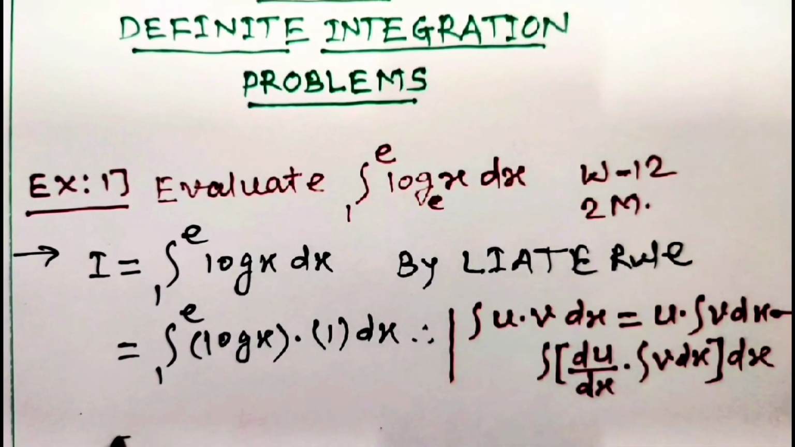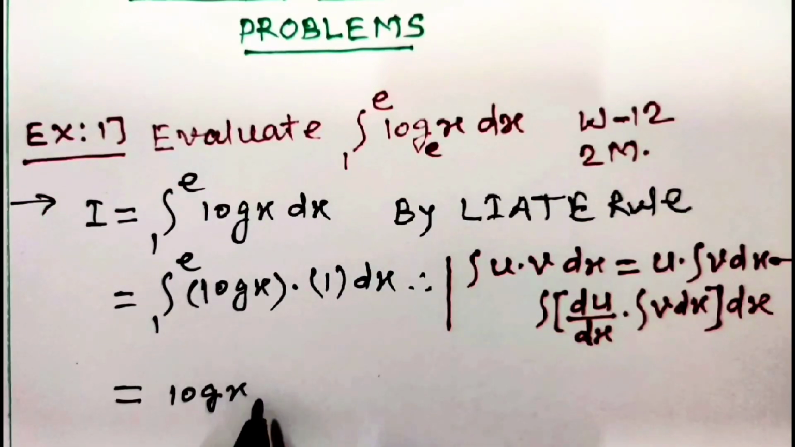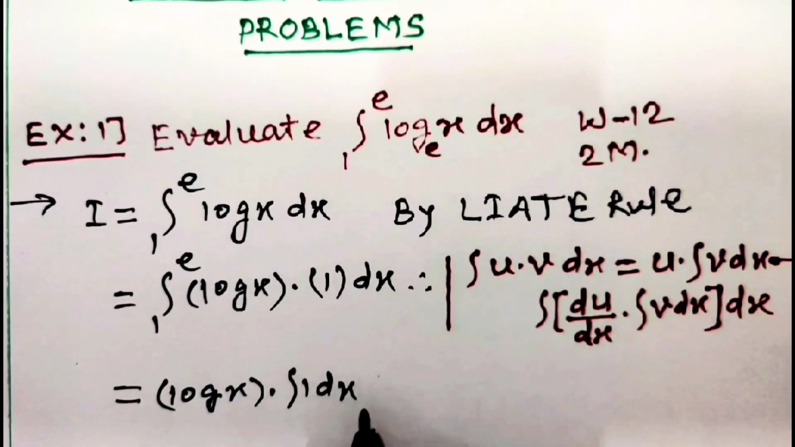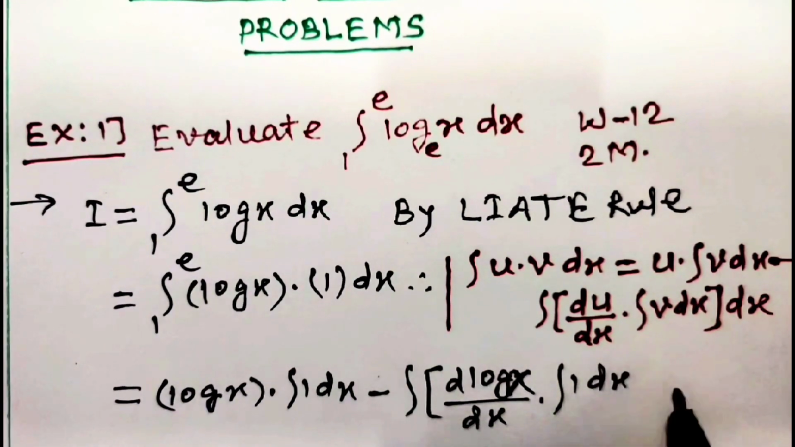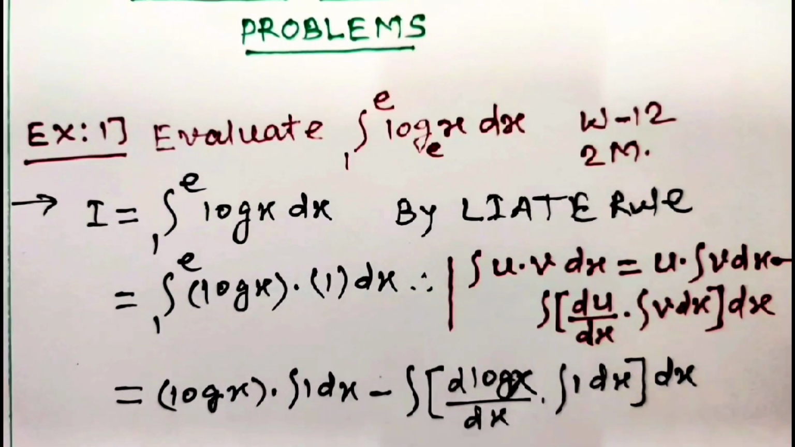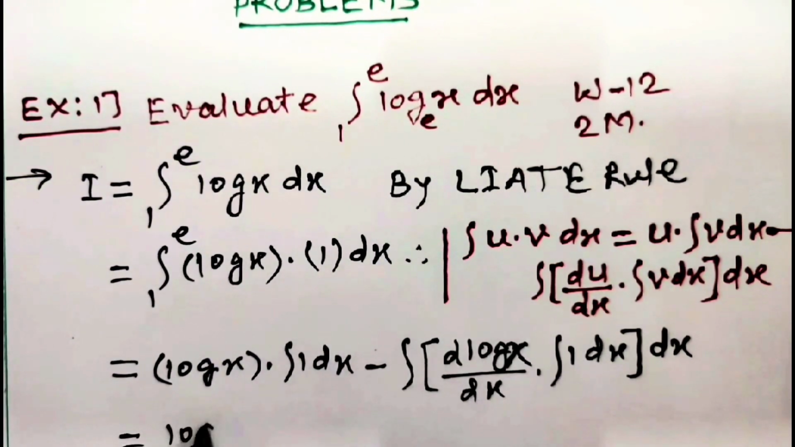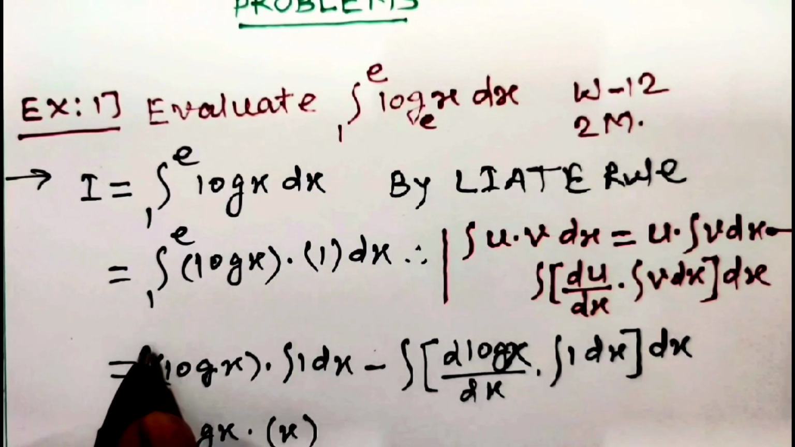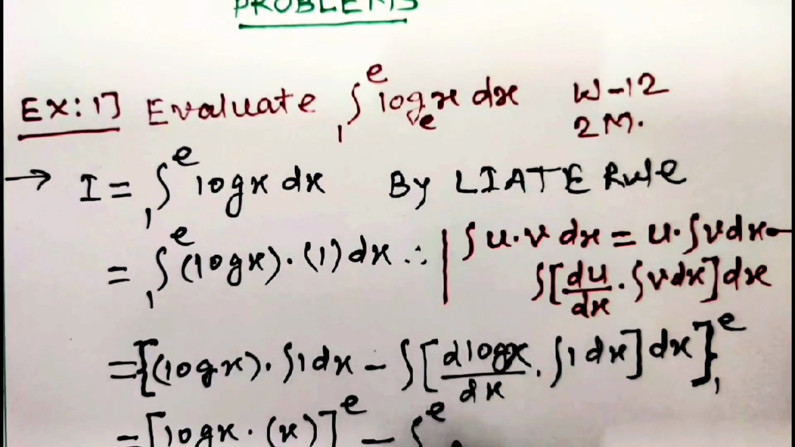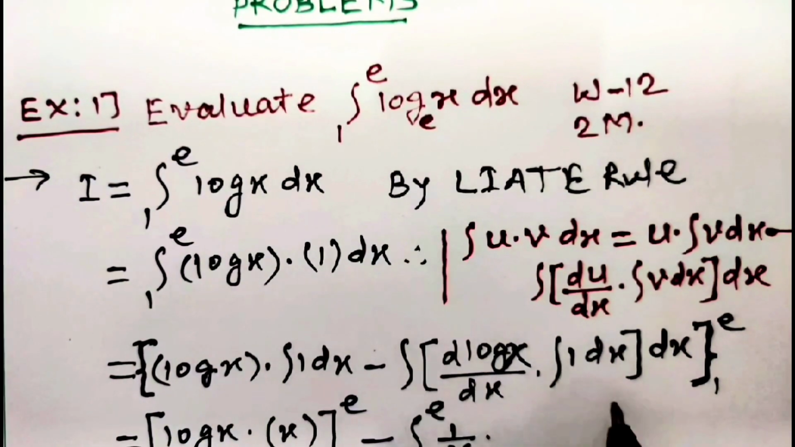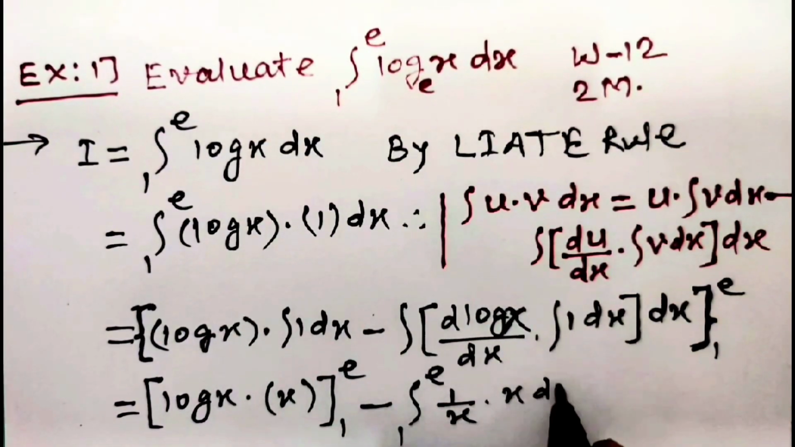So applying this formula here, this is equal to the first function as it is, log x, into integral of the second function with respect to x, minus integral of derivative of the first function with respect to x into integral of the second function with respect to x, bracket close, and again with respect to x. So this is equal to logarithm of x into integral of 1 is x, and here we have to take limits from 1 to e considering this bracket. Now we can separate the terms. Integral from 1 to e, minus integral from 1 to e, derivative of log x with respect to x is 1 upon x into integral of 1 is x, integral with respect to x.